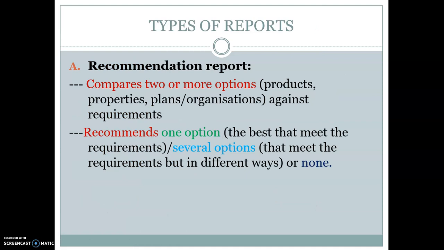Now we'll look into the different types of reports. In the real work scenario, you may have to write different kinds of reports. In order to make it easy, we will divide the reports into three types. The first type is recommendation report, the second type is evaluation report, and the last one is feasibility report. Let's look in depth at what a recommendation report is.